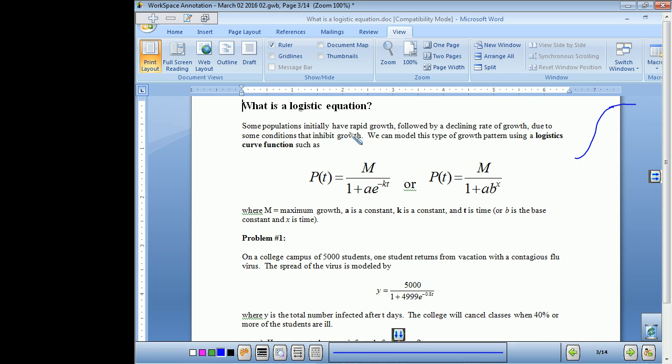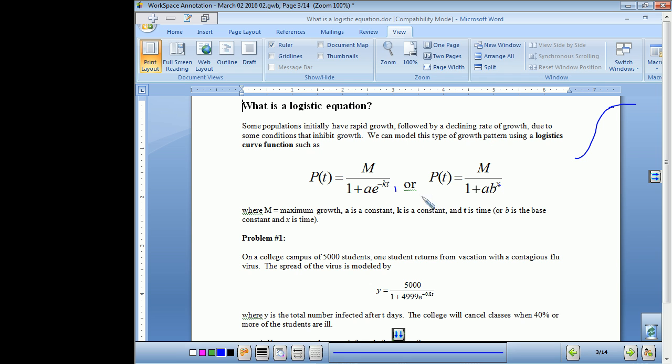It says here some populations initially have a rapid growth, followed by a declining rate of growth due to conditions that inhibit growth. We can model this type of growth pattern using a logistic curve function, such as, and we have two examples here. So this one has our new favorite number e in it. And this one, these two parts should look really familiar. Yeah. We've been doing those with exponential functions.